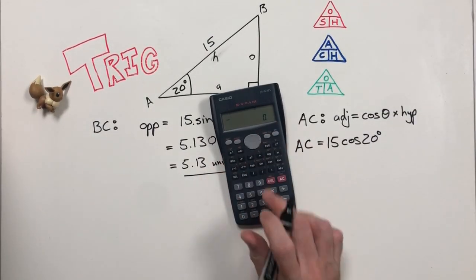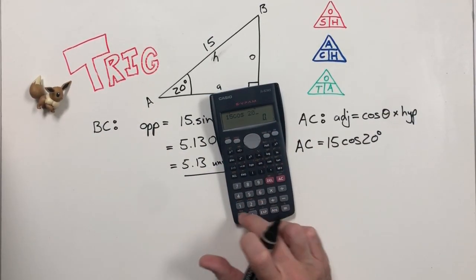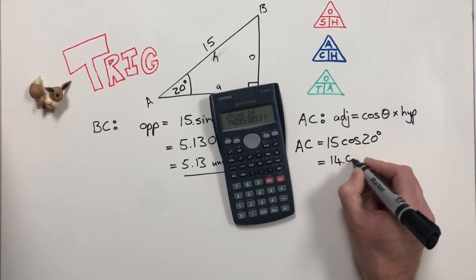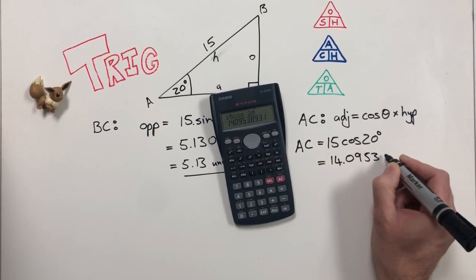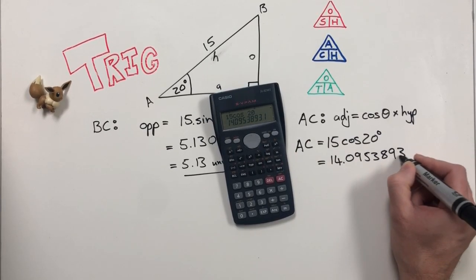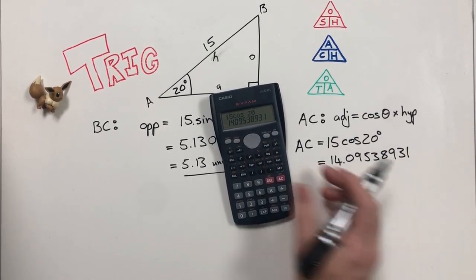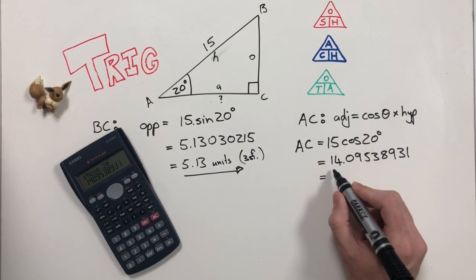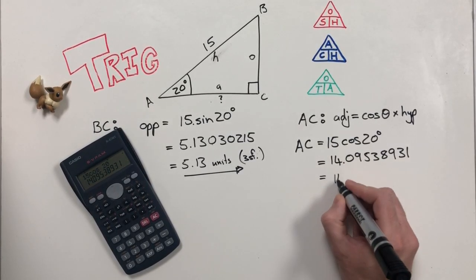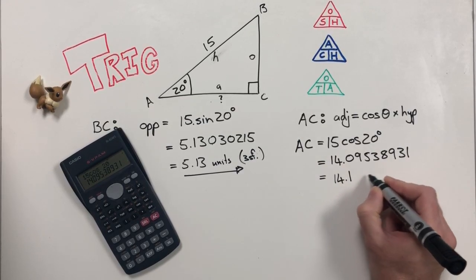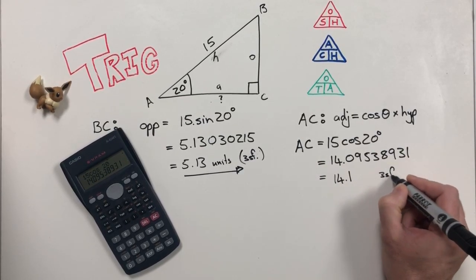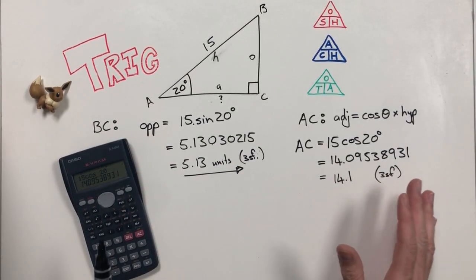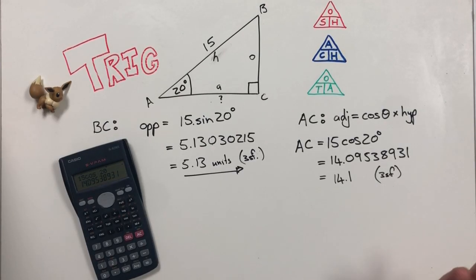Okay, let me plug that in. 15 cosine 20, and we get a number like this. I like to write this whole thing down so I can tell whoever's examining my exam, hey, I know these things are important. And to 3 significant figures, this 9 will make that a 14.1. And we'll just say whatever the units are, and that would be 3 significant figures. Okay, so that's very straightforward for this example. In the next video we'll do a different example.